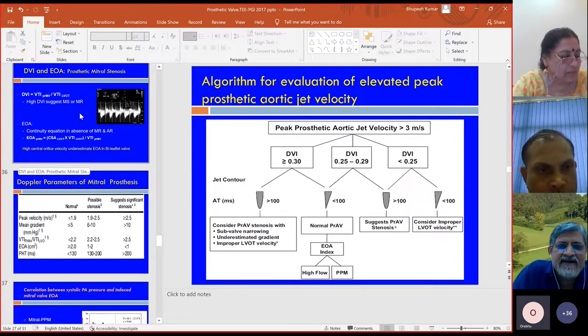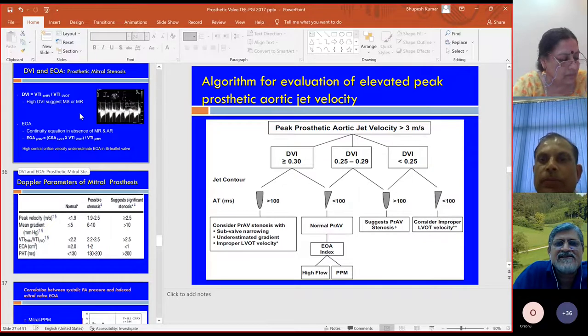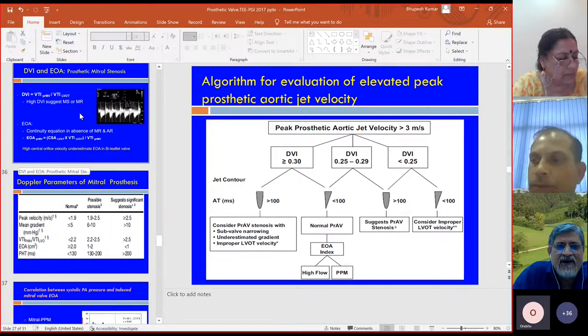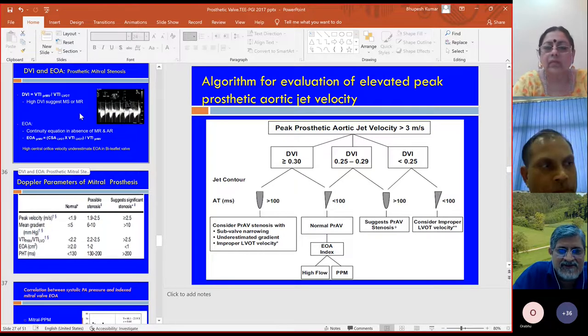Basically, in case of the aortic valve, it is the acceleration time and AT upon ET. If AT is less than 80 milliseconds, it rules out the presence of any possible stenosis. More than 100 is more suggestive of stenosis. AT upon ET more than 40 also suggests possible stenosis.